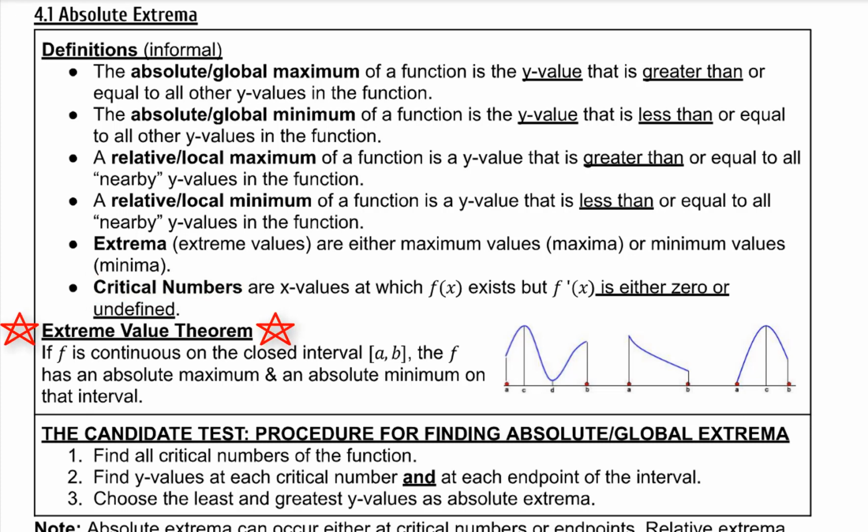The extreme value theorem will pop up once in a while on the AP test, and it states if f is continuous on the closed interval a to b, then f has an absolute maximum and an absolute minimum on that interval. Same conditions as the intermediate value theorem.